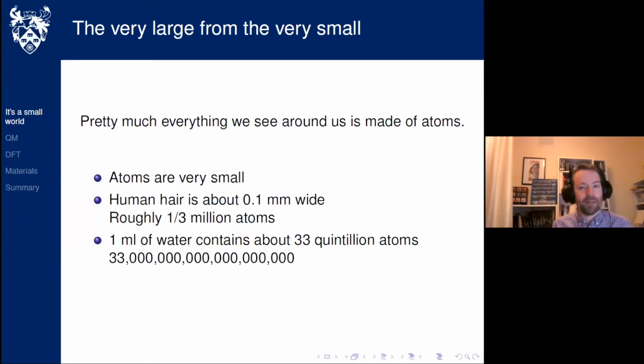And you might think about a 3D case, not just the width of a hair. How many atoms are in a small amount of water? I've said here a milliliter. Well, it's about 33 quintillion, which is 33 million million million atoms in a milliliter. So it's really quite a lot.